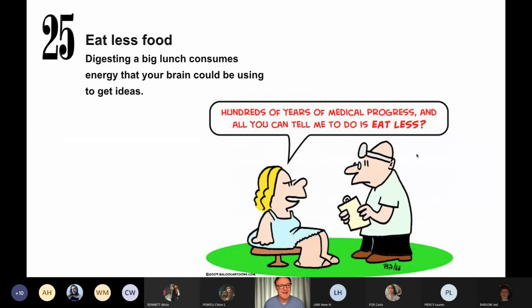So I guess eat less, perhaps even eat more often, but smaller amounts.